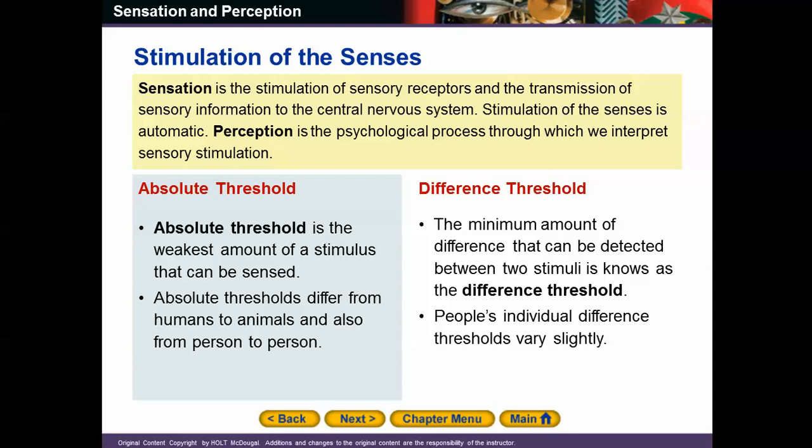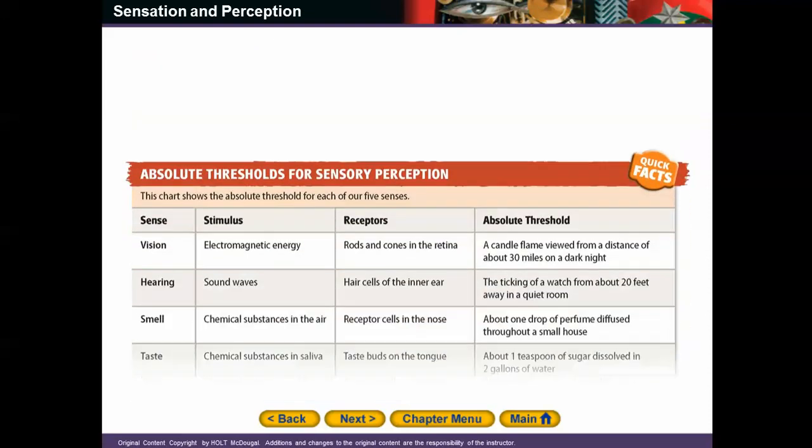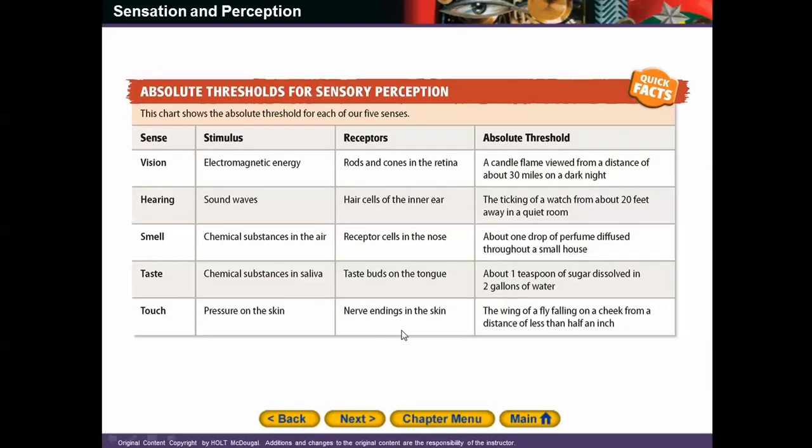The difference threshold is the minimum amount of difference that can be detected between two stimuli. And again, people's individual difference thresholds vary. And this is a good chart showing the absolute threshold for each of our 5 senses.